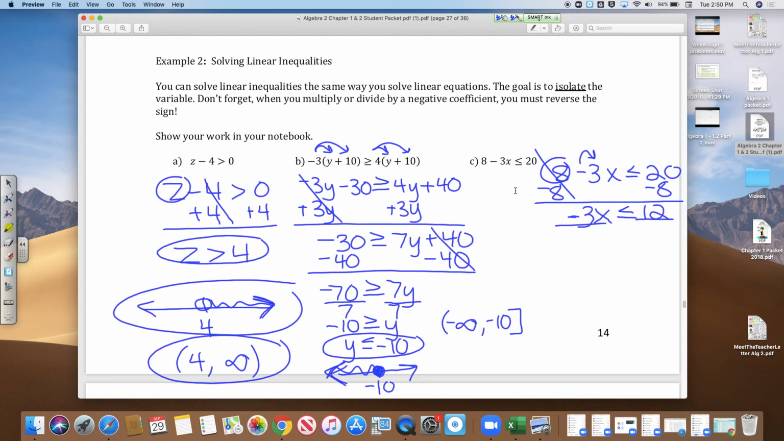To solve this, I'm going to divide both sides by negative 3. Now, when you divide or multiply by negative, the sign flips. Here's why. If I have a true statement, I'm just going to write over here, like 2 is less than 3. You agree with that? I agree with that. If I were to multiply both sides by negative 1, let's say, then this becomes a negative 2 and this becomes a negative 3. This is not true anymore once I do that. That says negative 2 is less than negative 3, and that's not true.